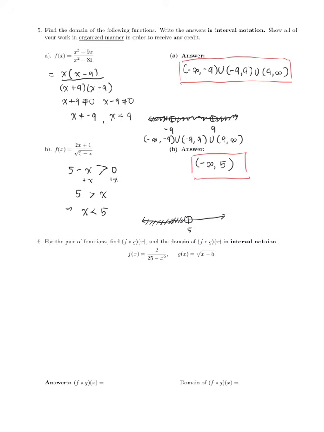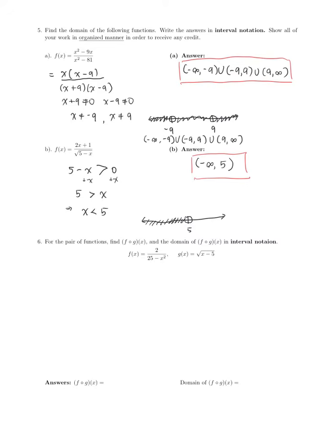All right, number 6. For the pair of functions, find f of g of x. That is not f times g of x, by the way. And the domain of f of g of x in interval notation. So when you do this, you're going to have to be careful.